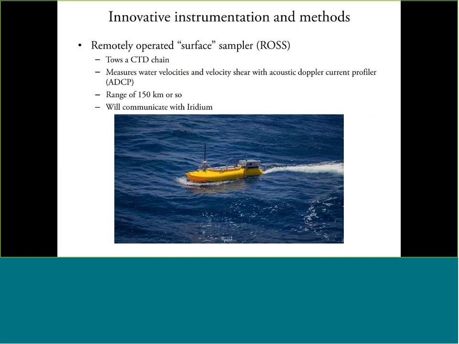And then I mentioned earlier these remotely operated surface samplers. I put surfacing; Jonathan calls them surface samplers. What's the surface to some people might be deep to others. Basically, these are kind of a kayak that tows a CTD chain. It also has an ADCP, so it'll be measuring water velocities and velocity shear. And these have a range of 150 kilometers or so.